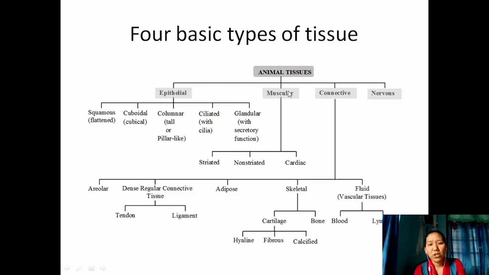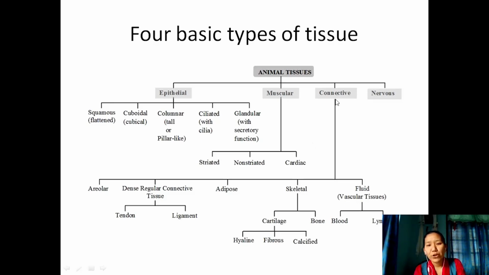Now under muscular we talked about three types of muscles: striated. Okay, there's a striation, that is light band alternating with the dark band. So here we studied under skeletal muscle, voluntary in function, non-striated, without striation, without any band, that is smooth muscle, which is involuntary in function, and then cardiac muscle, which is present in the heart.